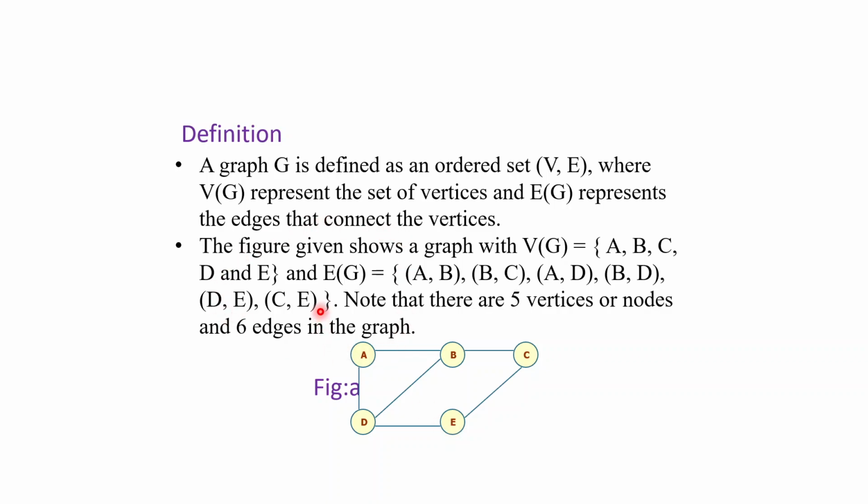So this is how we define a graph: vertices and edges. V of G is nothing but the vertices of the graph, and E of G is nothing but the edges of the graph, where (V, E) is nothing but vertices, edges. How many vertices are there? How many edges are there?